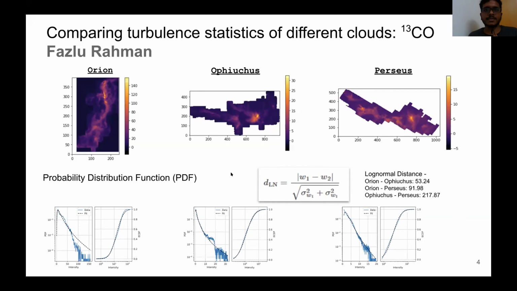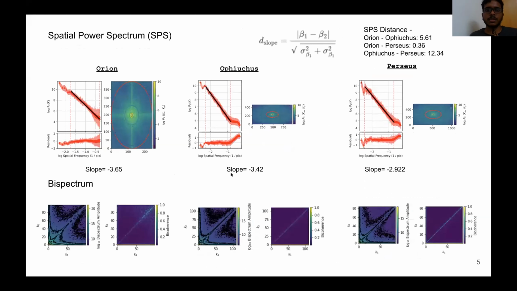The probability distribution function is a 1-point statistic, so it's not complete. So, as Lee was doing, we have to go to the power spectrum, which is a 2-point statistic, I mean the Fourier transform of the 2-point correlation function. As a continuation of what Lee was showing, I have computed the power spectrum for Orion, Ophiuchus, and Perseus, and it follows a power law.